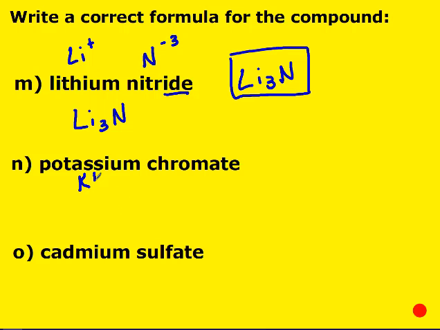Potassium was K with a +1. Chromate is CrO4, -2. And so I need 2 potassium to cancel out my 1 chromate. So K2CrO4.